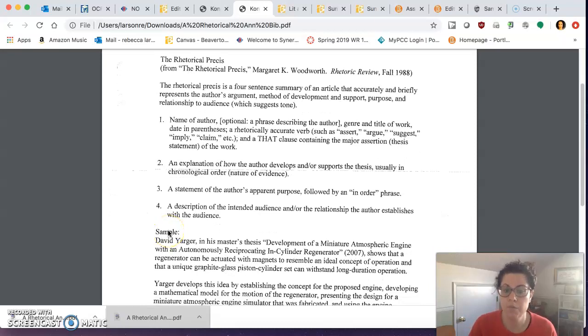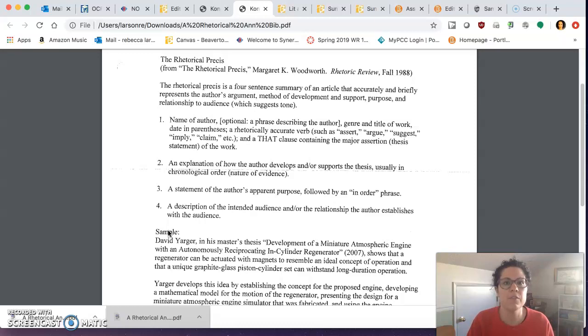And then the fourth is the description of that audience. So like I said, if you're reading peer reviewed sources, it's pretty easy. But if you're looking at other kinds of sources out there, you're going to have to really think: who are they writing to? What was their purpose? Were you the intended audience? Because sometimes, absolutely, as an academic researcher, you were.